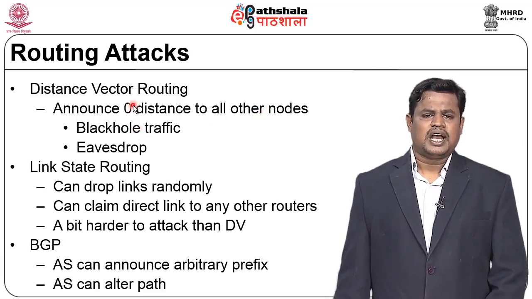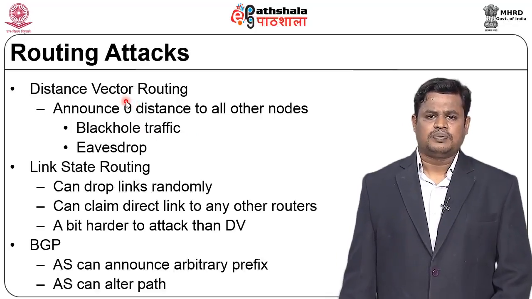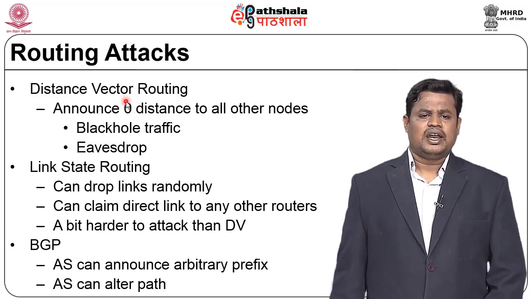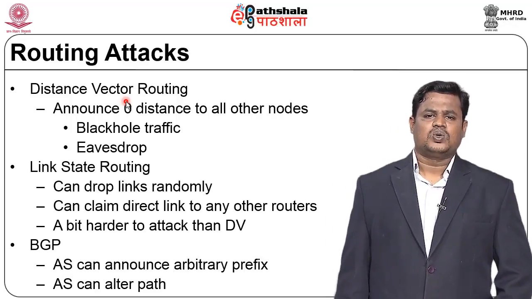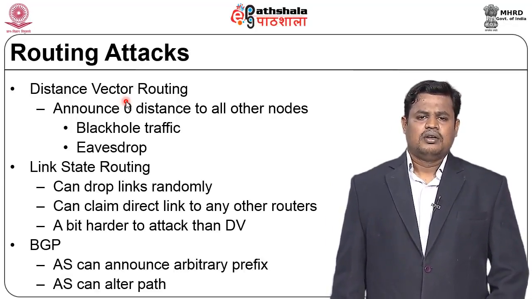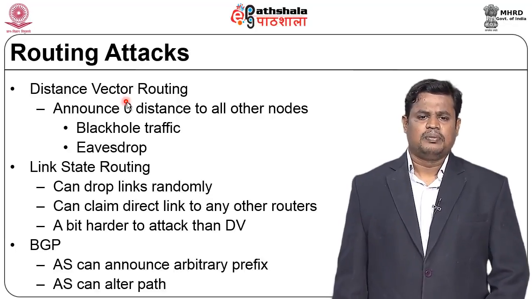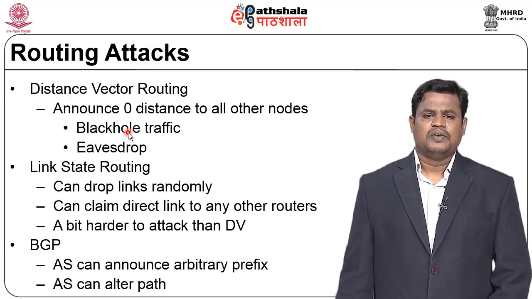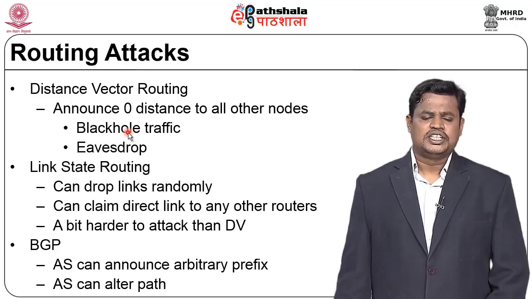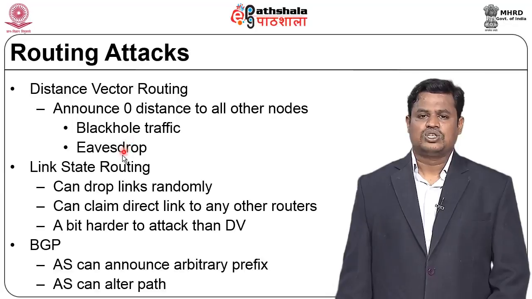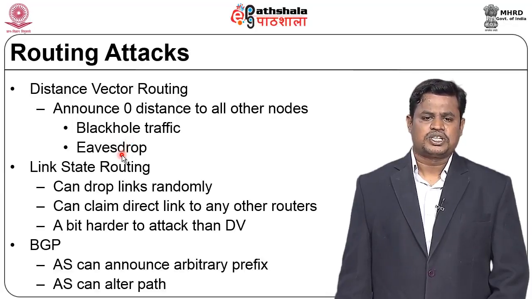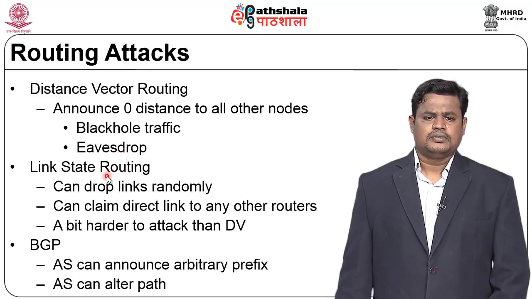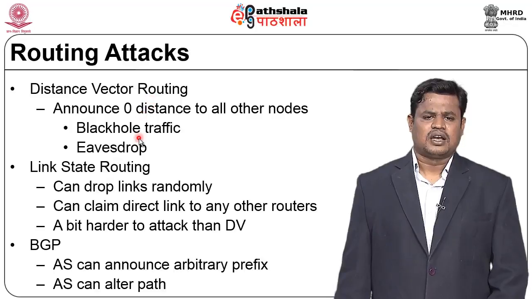Because it is purely based on the metric of distance, when I declare the lowest metric, everybody starts to believe that this is the best path to reach their destination, so they will be creating a black hole, and all the traffic will be attracted to the attacker. All the legitimate traffic, instead of going to the right path, will be attracted to the attacker's machine, and eavesdropping takes that information and performs some operation. Link state is different from distance vector.